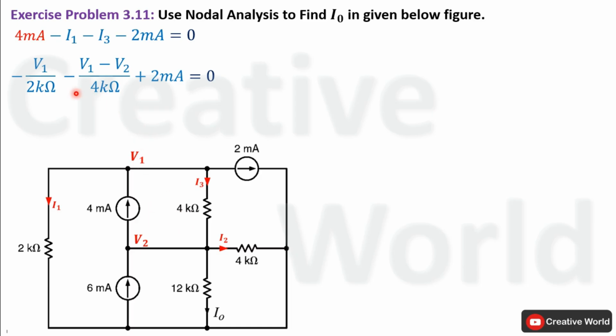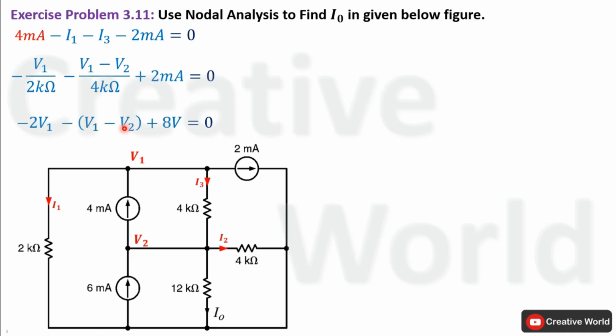Now we will multiply this equation on both sides with 4 kilo ohm in order to omit all denominator values. The 4 kilo ohm multiplier and the 2 kilo ohm in the denominator will reduce, only 2 will be left, and that 2 will multiply with V1. It will become 2V1. Here the 4 kilo ohm will cancel out with the 4 kilo ohm in the denominator. Only V1 minus V2 will be left. Here 4 kilo ohm will multiply with 2 mA. It will become 8 volt.